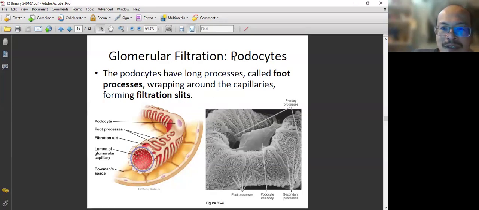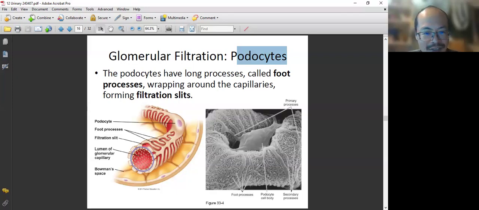Remember this name, because which cells in the glomerulus are responsible for determining the size of filtrates? That is the podocytes. Which cells in the glomerulus sustain the structure, the integrity of the capillary? That is the podocytes. So the podocytes is the name, and those are the cells that sustain the structure. All right, so that problem is solved.